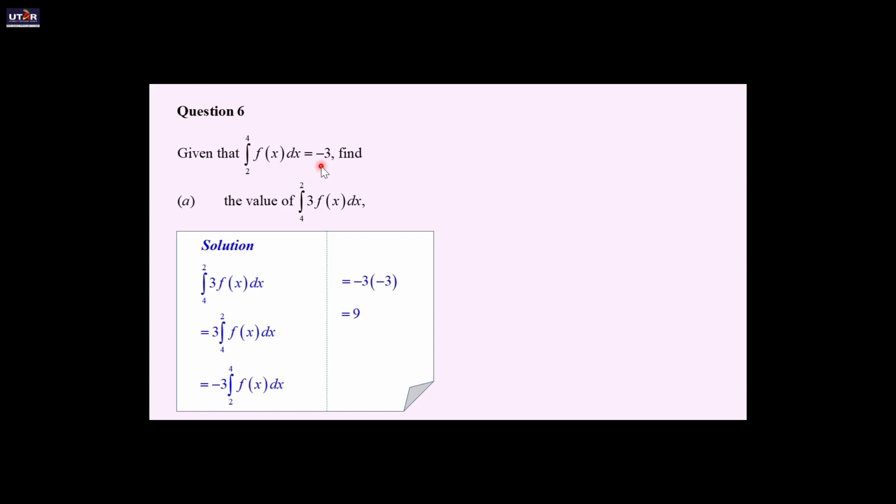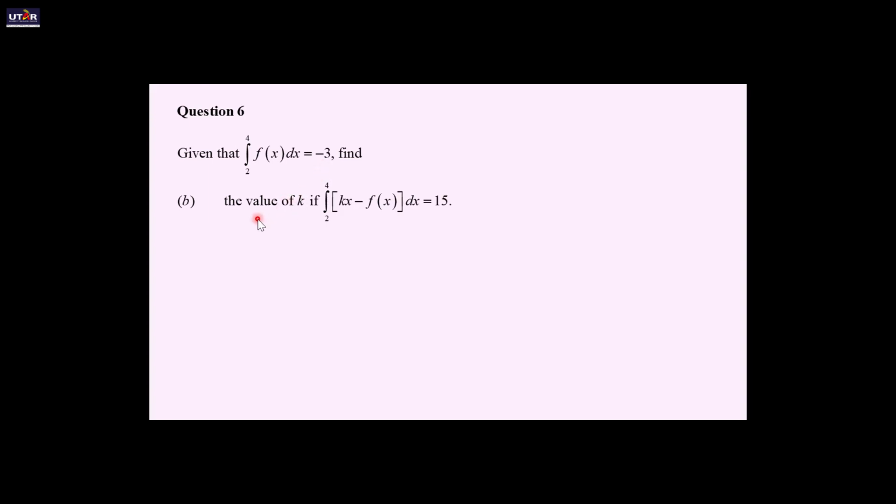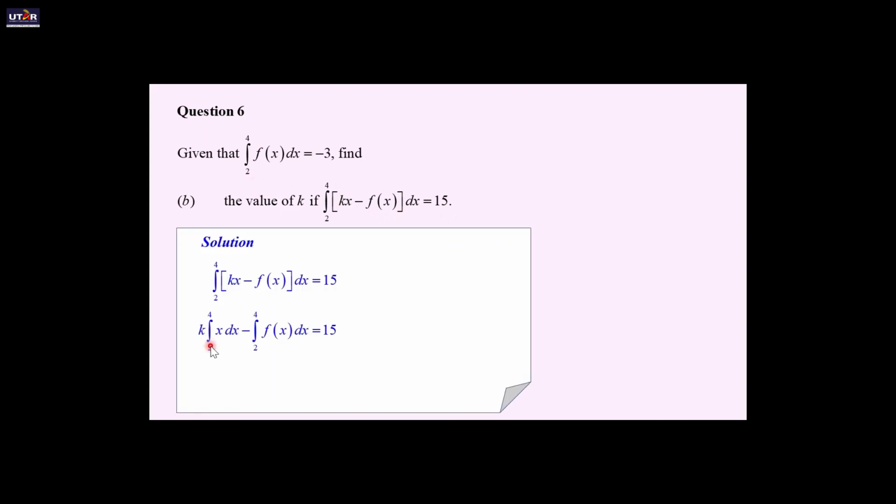Let us proceed to part B. In part B, you are asked to find the value of k, if the integral of kx minus f(x) with respect to x from x equals 2 until 4 is equal to 15. We observe that the lower limit and upper limit are the same, so we can separate the integration. The first one, integrate kx with respect to x. Since k is a constant, we can rewrite it as k multiplied by the integral of x with respect to x from 2 to 4, minus the integral of f(x) with respect to x from 2 to 4, equal to 15.